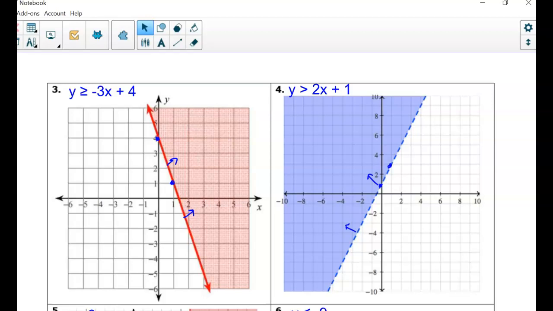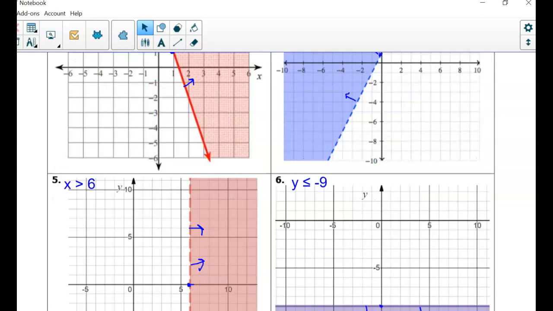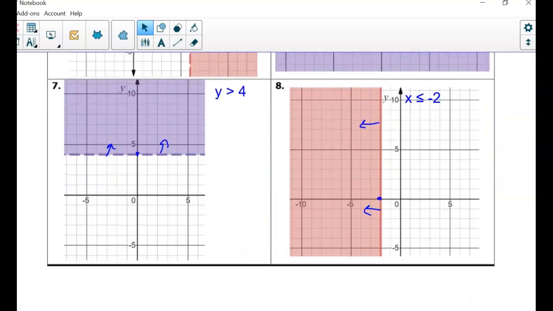Questions on either of those? Number 7, y is greater than 4. And number 8 was x is less than or equal to -2.